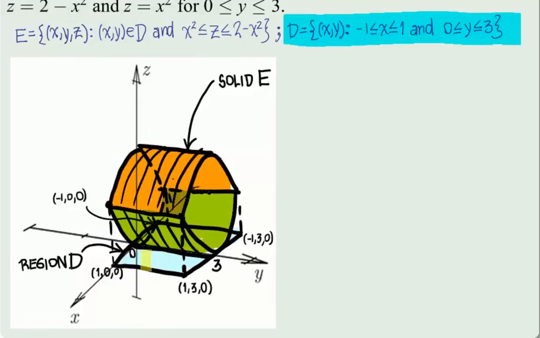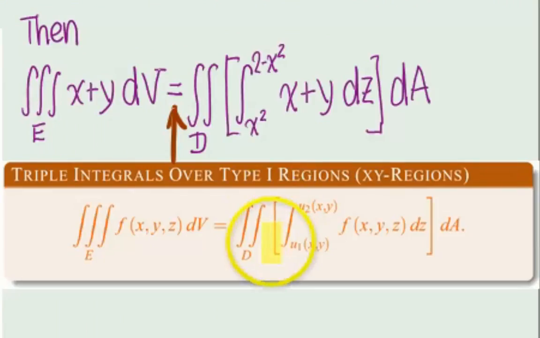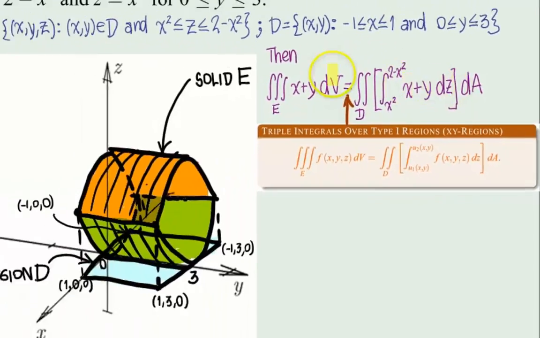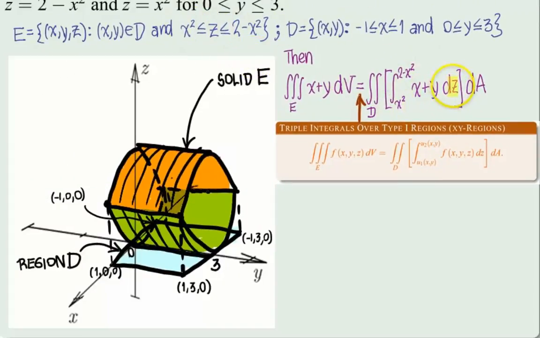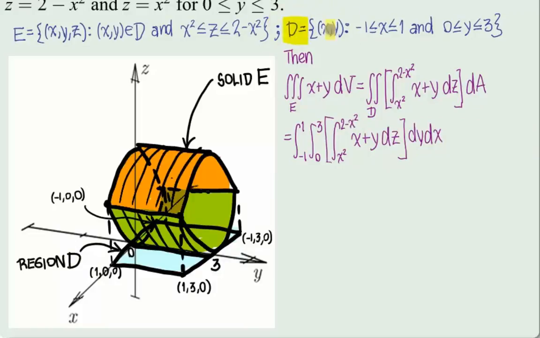So let me just tell you how I'm going to set it up. The only thing I'm trying to do is convert this into an iterated integral. So I use the method for triple integrals over type 1 regions, which is to put the functions that z moves between as limits, and then integrate with respect to z. That's what I'm doing right now. Then I'm going to say, notice that the region D is a rectangle, so I can just integrate with respect to y and take the limits from 0 to 3, and then integrate with respect to x and take the limits from -1 to 1.